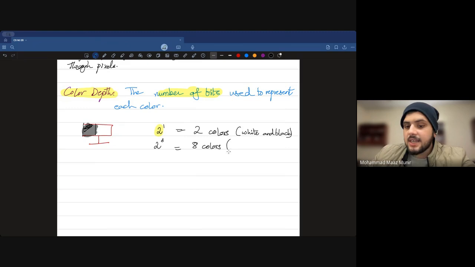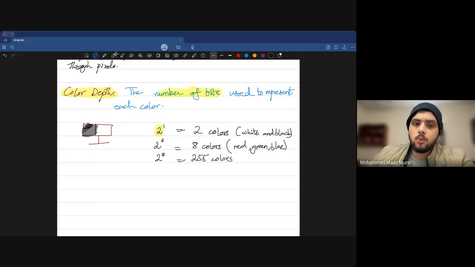And now these 8 colors could represent, let's say, red, green, blue. It might also include the other components. And just like that, if I say 2 raised to power 8, now it could represent 255 colors.